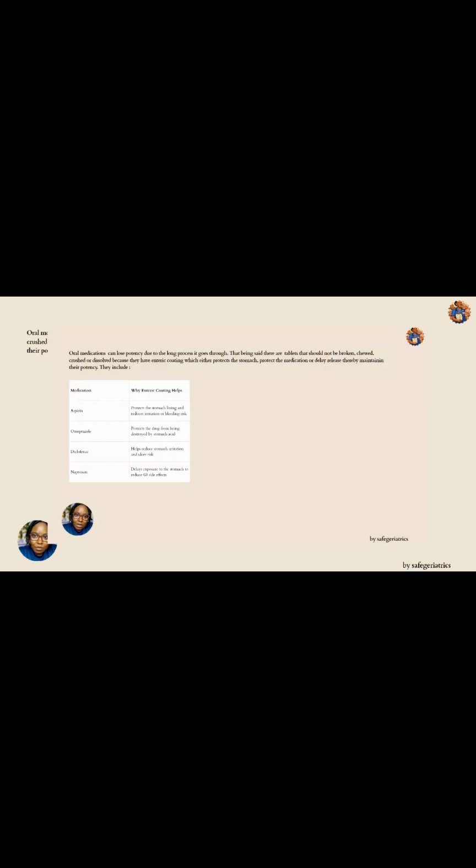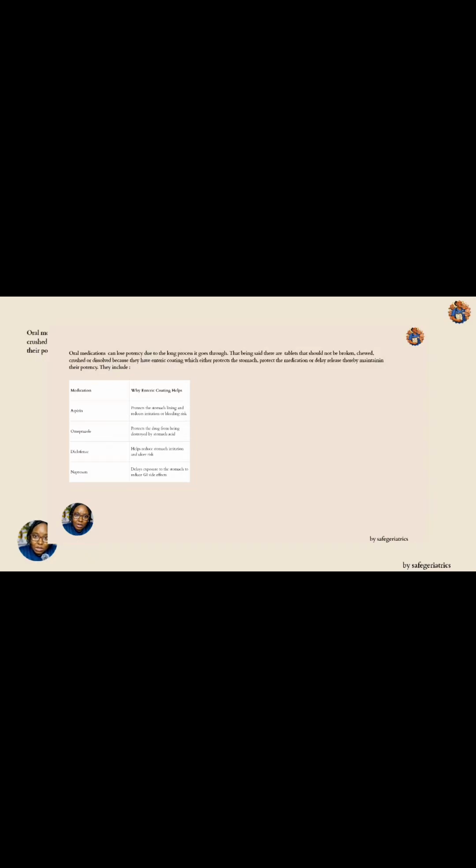So finally, oral medication, like I said before, loses its potency through the process of digestion. But there are some oral medications that don't lose their potency. They are enteric coated medications. They are coated because some of them are so potent that if they mix with the stomach acid, they are going to start eating up the stomach lining.